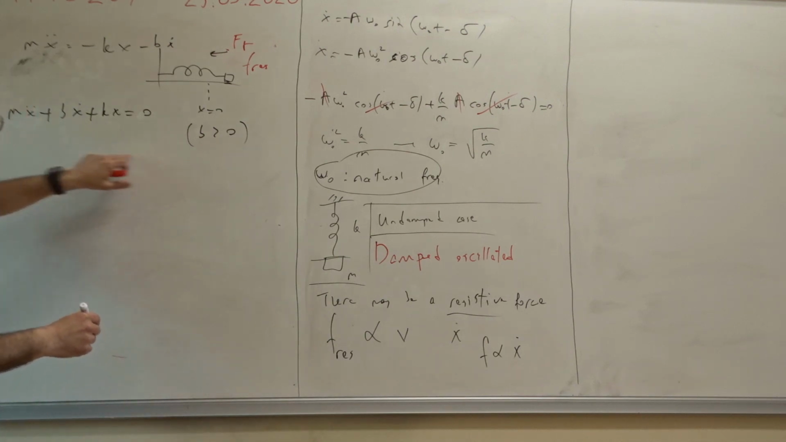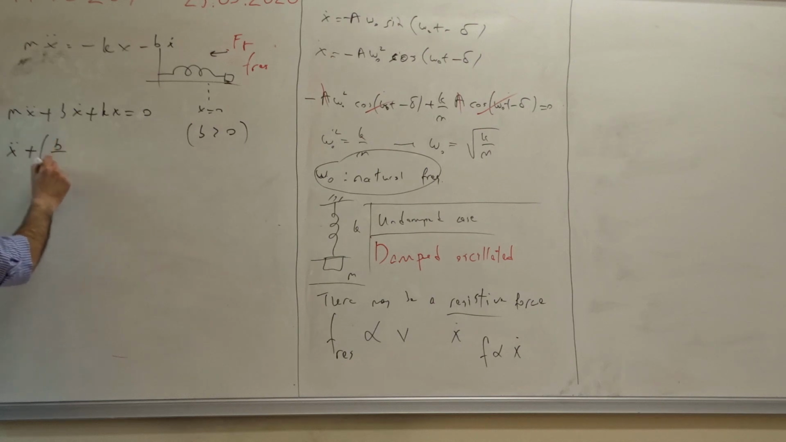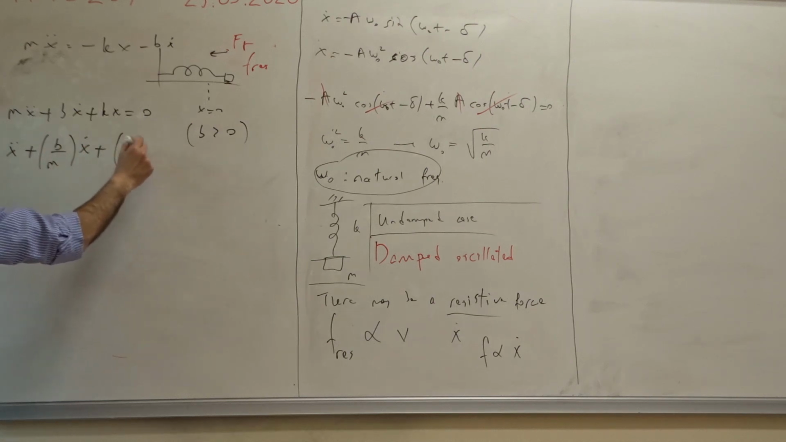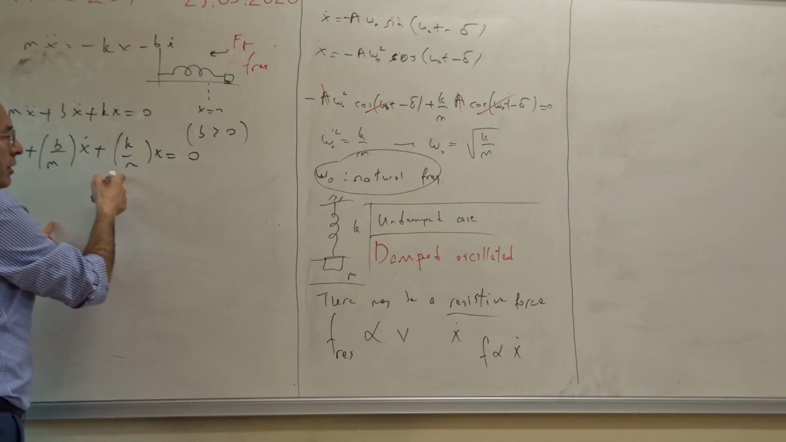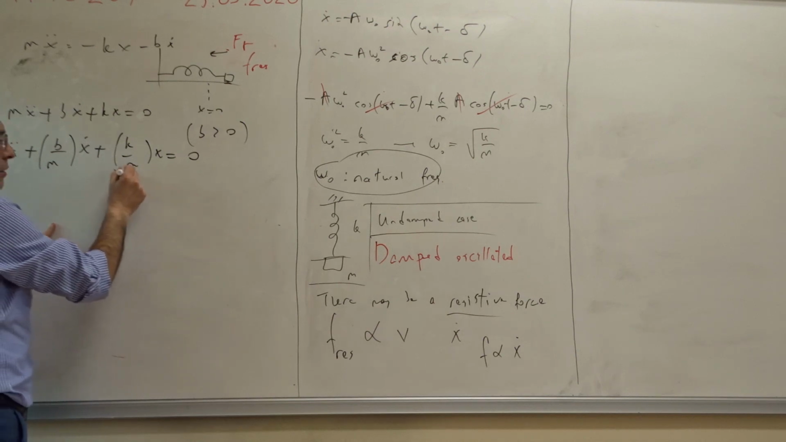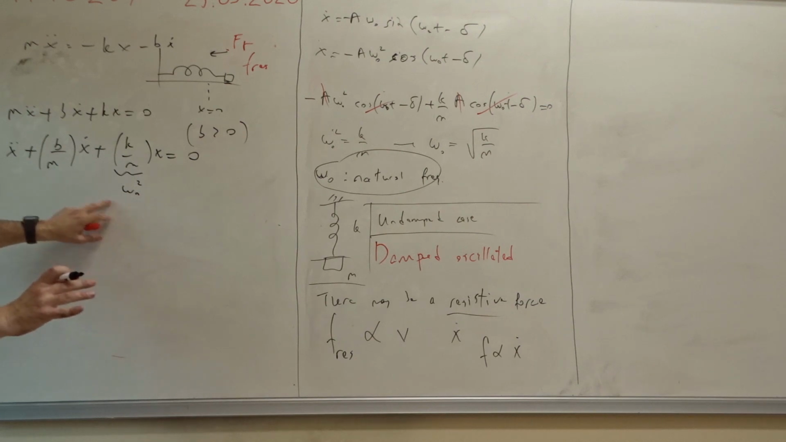Divide by m so that the first term has 1 as the coefficient. So the new form is x double dot plus b over m x dot plus k over m x, and the right-hand side is again 0. Now let's write this last part. We know that it is omega 0 squared. There is nothing new here. But what about the middle term?